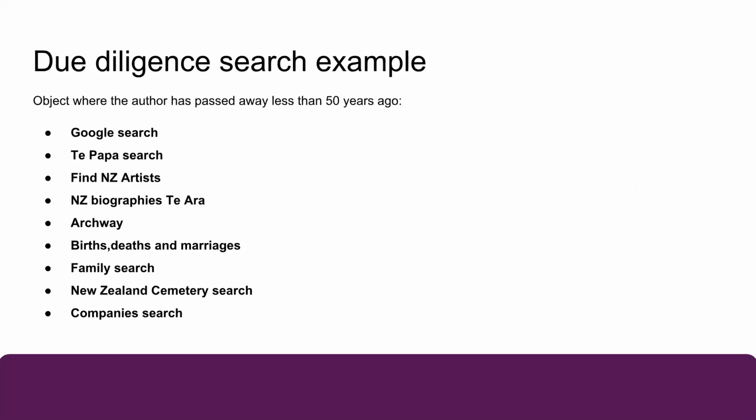Firstly, I did a Google search, and I did their name, and I filtered it by the country, New Zealand. I also looked at Te Papa Collections Online, because I know that if Te Papa has it online, then they usually have the copyright owner and they will share a contact in most cases. I looked at the Find New Zealand Artists website as well, and this is to help find information on artists that other institutions may have within their collections. The New Zealand Biographies Te Ara database is really good as well. Find more information on the artists, who they married, where they lived, and where they died.